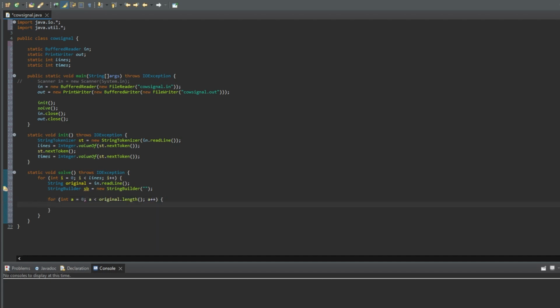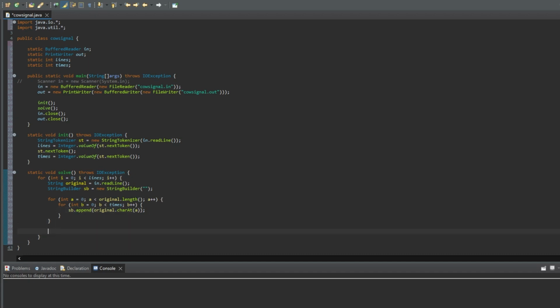And in the problem itself, it says that the amplification factor is k, so I'm just going to refer to it as k from now on. So we're going to do that a k amount of times. I didn't put int here, but it's going to duplicate it a k amount of times. So it's going to be sb.append, and then original charAt, and a. So it's going to do that k amount of times.